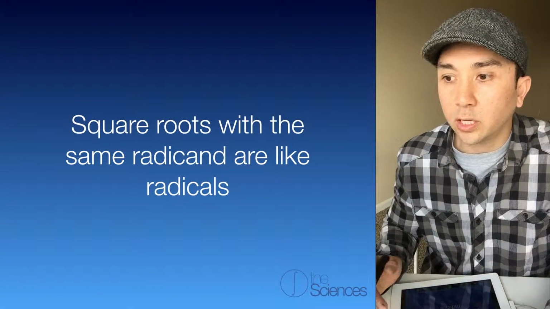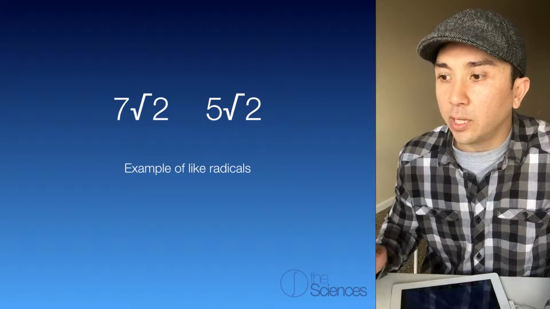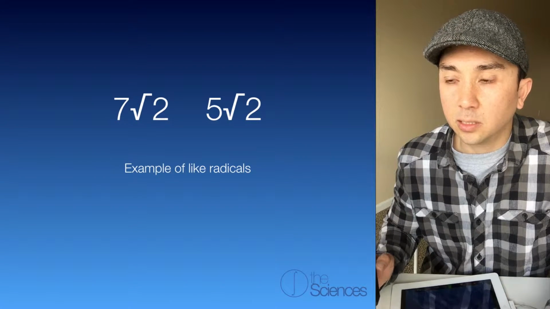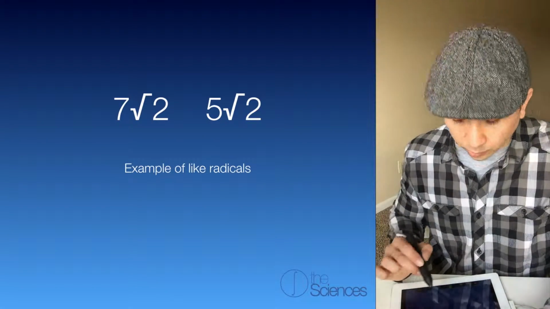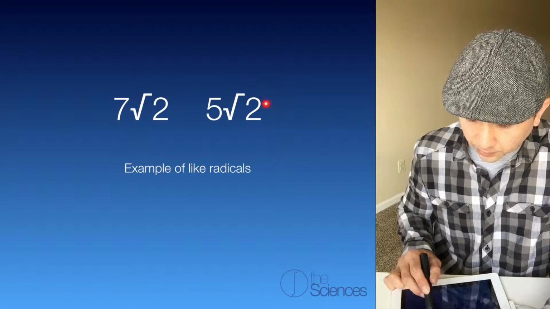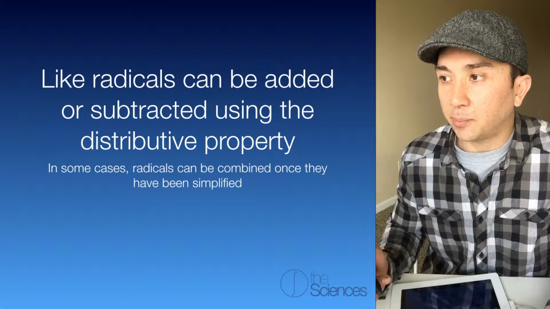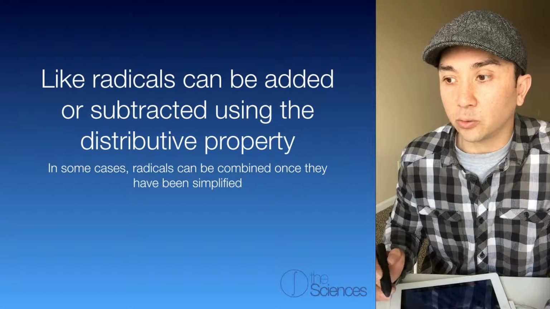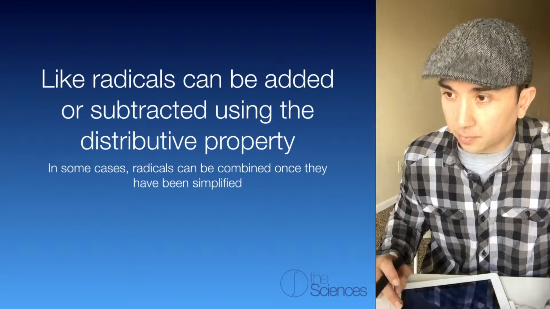So square roots with the same radicand are like radicals. So here is an example of like radicals. We have 7 times the square root of 2 and 5 times the square root of 2. But because both of them share the square root of 2, they are like radicals. Now, like radicals can be added or subtracted using the distributive property. And in some cases, radicals can be combined once they have been simplified.